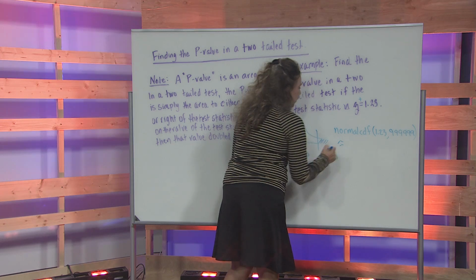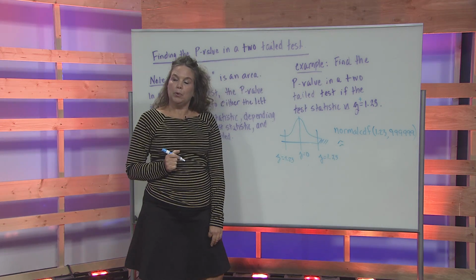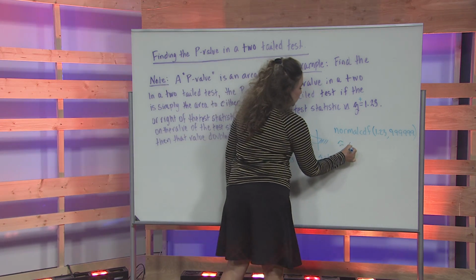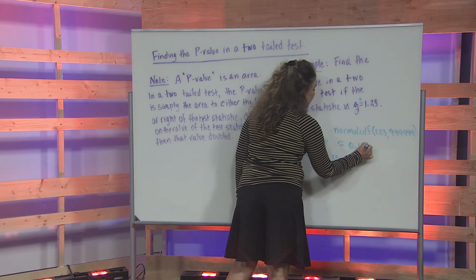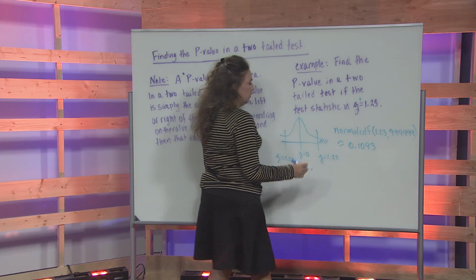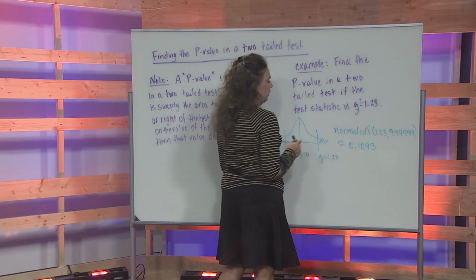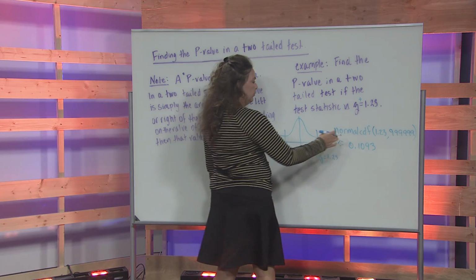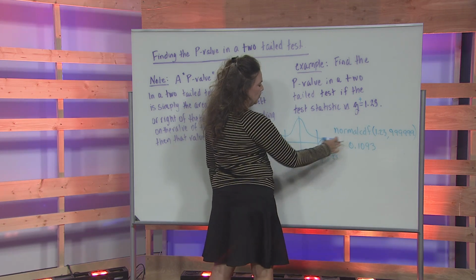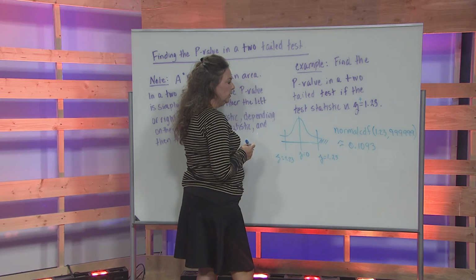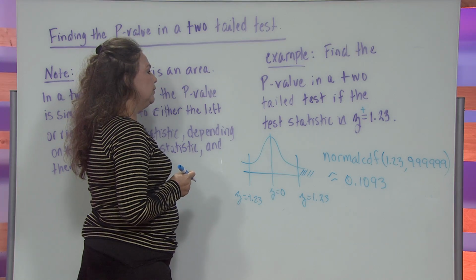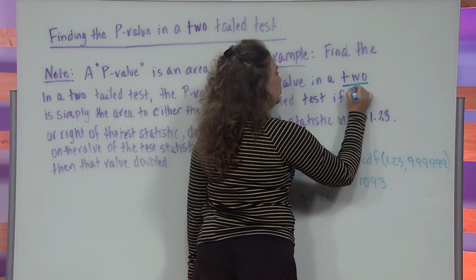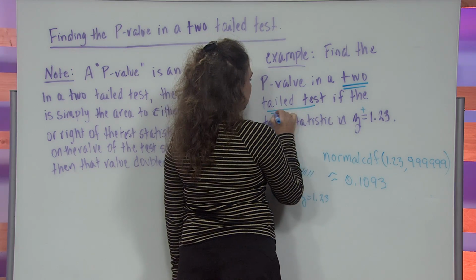If we do that, we get that our p-value is approximately 0.1093. And that value actually goes on for quite a long time. So approximately 0.1093. So we have a two-tailed test here.